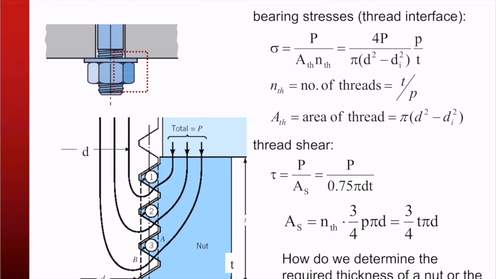We'll talk about those next. The bearing stresses at the threads are the compression or the contact stress. So really we should call this a contact stress. But it's not like a cylinder in a cylinder or a ball in a plane. It's just the contact stress right here. So that's the bearing stress. So we'll call that the bearing stress.